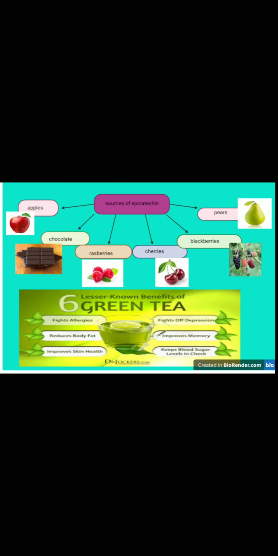The fourth function of green tea is that it lowers the risk of some cancers. Antioxidants help protect against oxidative damage, so green tea is an excellent source of antioxidants. They reduce breast cancer, prostate cancer, and colorectal cancer.